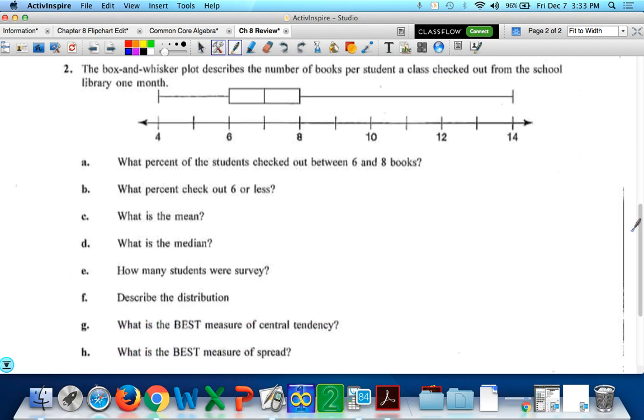Down to number 2 is a box and whisker plot. It describes the number of books per student a class checked out from the school library in 1 month. This is very EOC-like, where they're just going to give you some data and a little story and then ask you a bunch of questions about it. Question A, what percentage of students checked out between 6 and 8 books? Percentage is the key word here. We love when it asks for percentages with box and whisker plots because we know every piece of a box and whisker plot, each whisker, each box, no matter how big or small, is worth 25%.